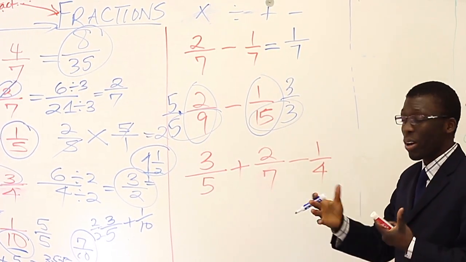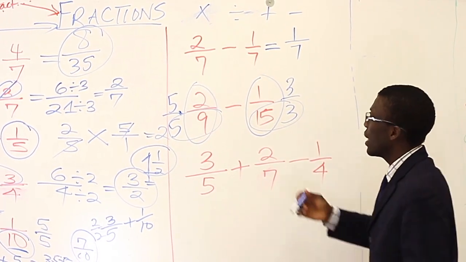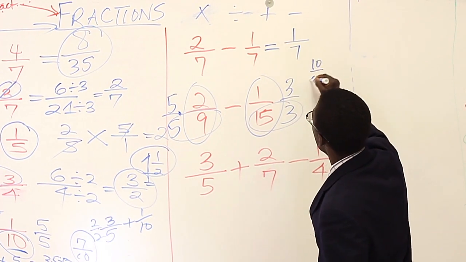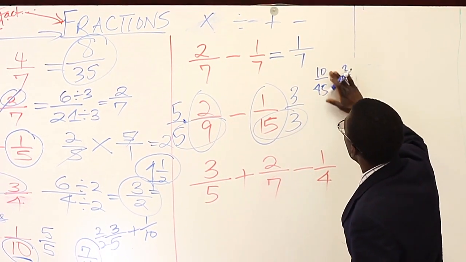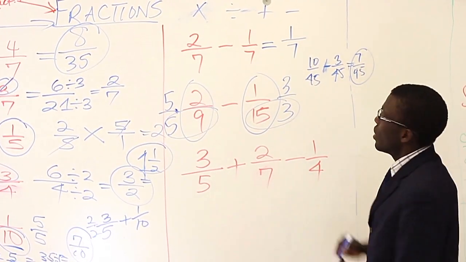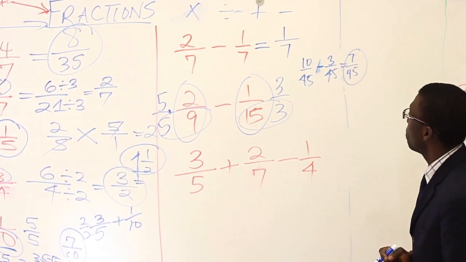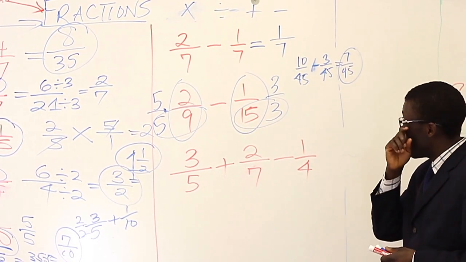Now we're going to look at more examples of this. This is just an introduction, getting you familiar with fractions. And so you have 10 over 45 and you have 3 over 45. And of course, if we're subtracting, then that's just 7 over 45. 7 is a prime number, and 7 and 45 do not have a common factor there.